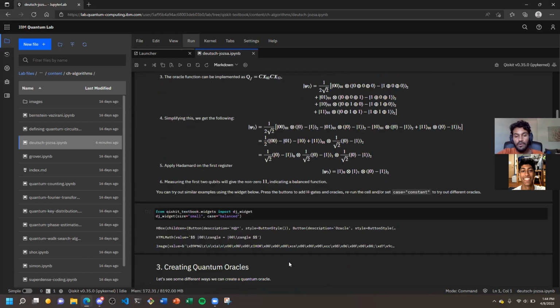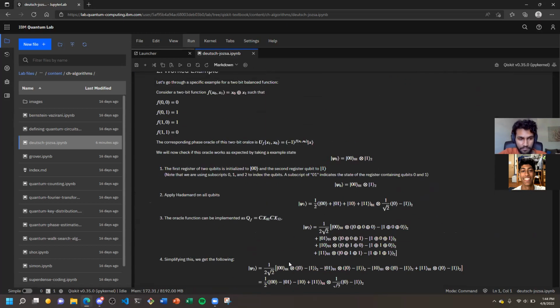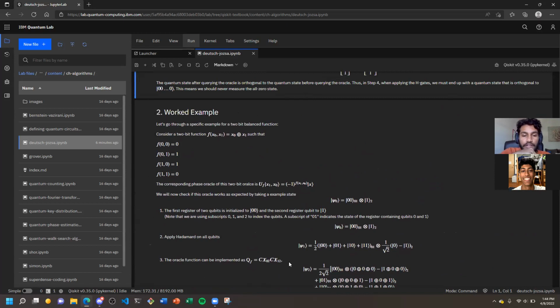So now we can go on to a worked example. I think a worked example is particularly helpful. Let's go through a specific example for a 2-bit balanced function. Consider a 2-bit function such that f(0,0) is 0, f(0,1) is 1, f(1,0) is 1, and f(1,1) is 0.